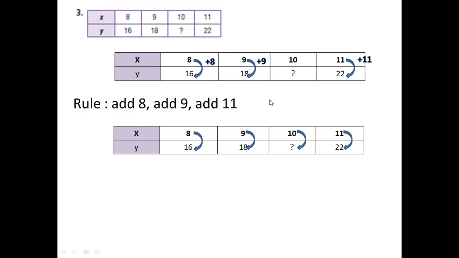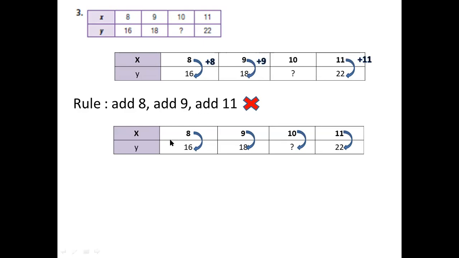No, for this lesson, the rule should be the same. It means you are going to add only one number. Either it should be plus 8, or plus 9, or plus 11. It cannot be all in one table. So this rule, which is add 8, add 9, add 11, is wrong, because we need to have a uniform equation for this. So again, let's look at the table.